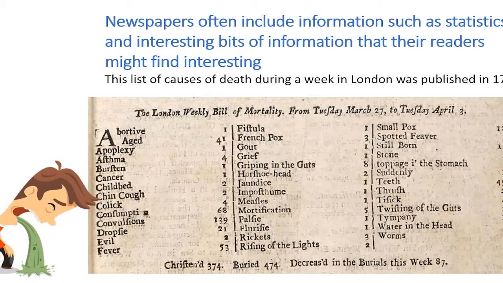For example, we have one person who died from worms. We've also got 49 people who died from teeth problems. And of course, today we wouldn't think people would die from teeth problems, but back then they didn't have dentists. You can see that two people died from evil, and we don't really know what that was. We also have quite unusual names, things like chin coughs. It's hard to wonder what that might be.